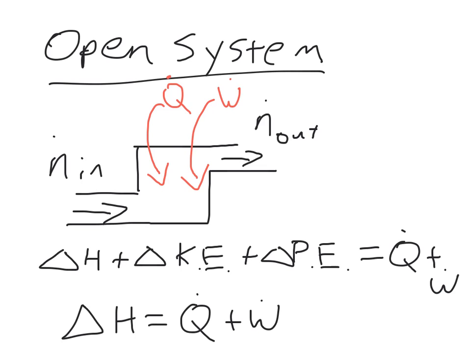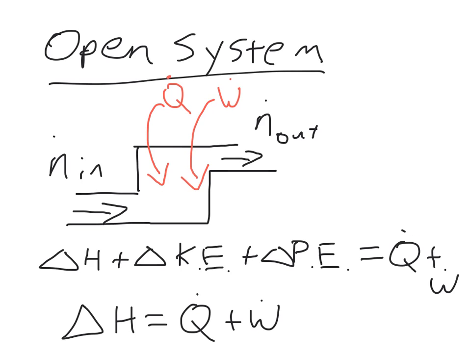And again, the same sign convention applies. If we're putting in work or heat, these are positive values. If we're removing heat or we're having the system do work on the surroundings, work is negative. And these have dots here because these are work or heat per time. The units are energy per time, because this is a flowing system. So everything is per time. So we just got to remember this when we're dealing with open systems.